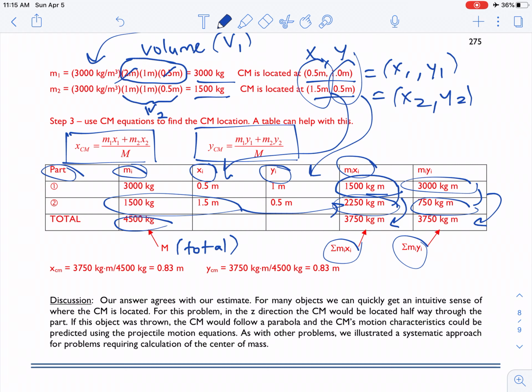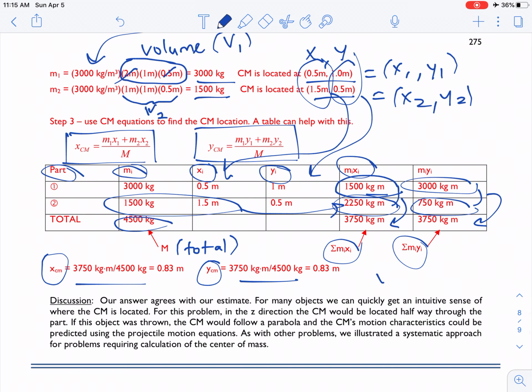At this point, all you need to do is take those sums and divide by total mass, as we show here, to solve for the x or y component of the center of mass. So again, it was less than 1 meter each, and it was close to 0.8, but to be more accurate, it is 0.83 meters on each. And if you remember, we also said that the z center of mass, since it is the same for all, is half of the 0.5 thickness, which is 0.25 meters. You could also add this in here. So our answer agrees with our estimate.